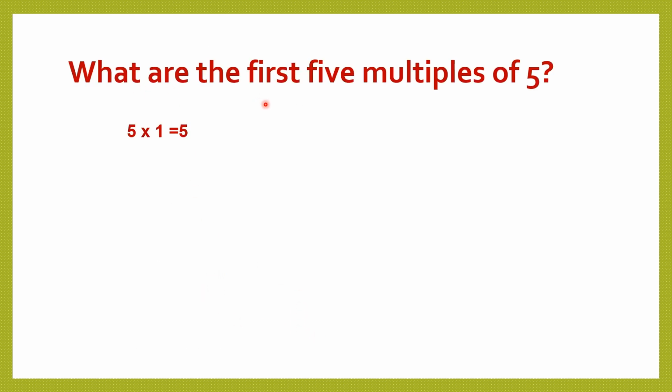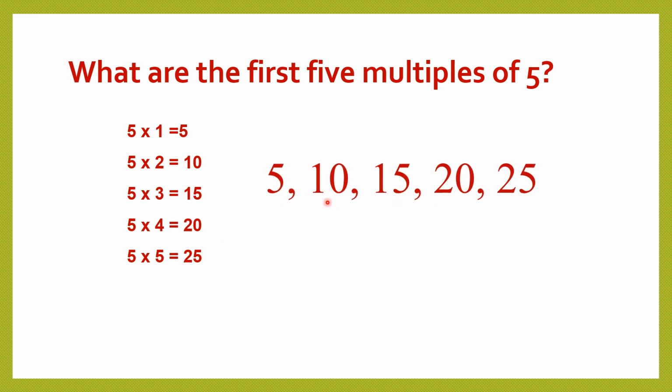Now what are the first 5 multiples of 5? 5 ones are 5. That's the first multiple of 5. Second, 5 twos are 10. 5 threes are 15. 5 fours are 20. 5 fives are 25. Now the first 5 multiples are these numbers: 5, 10, 15, 20 and 25.